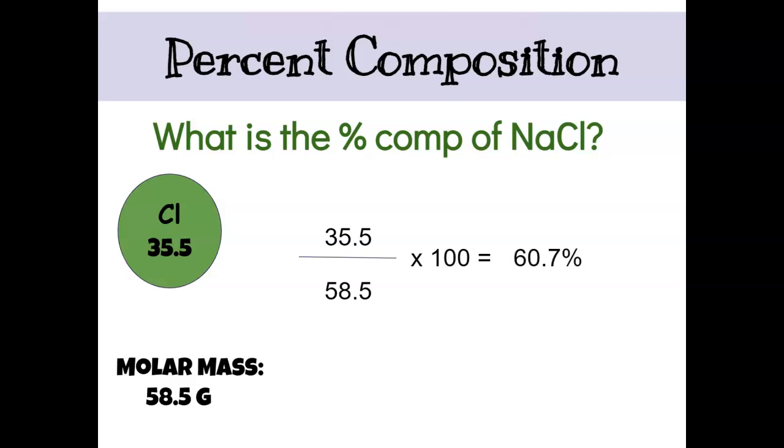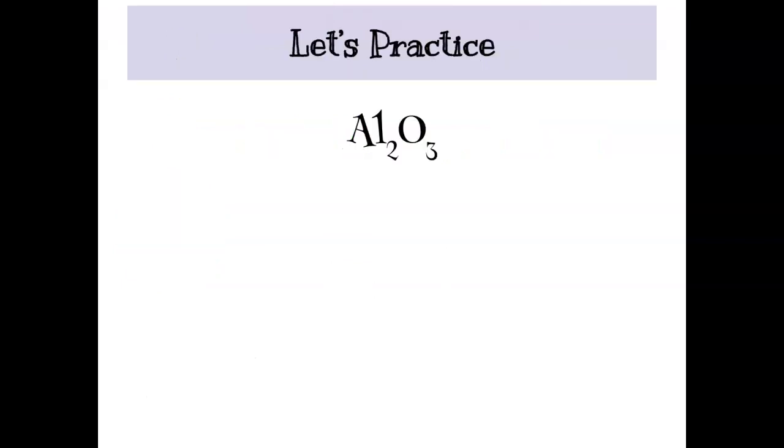So that means 60.7% is chlorine, and then it was 39% sodium. Now we're rounding here because we're using average atomic masses, but this makes sense. So sodium is around 40%, chlorine is around 60%. 60 plus 40 gives us 100%. So again, what this is saying is in sodium chloride, 60.7% of it is chlorine. Okay?